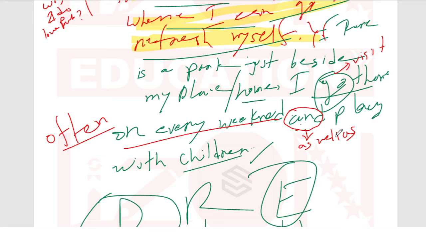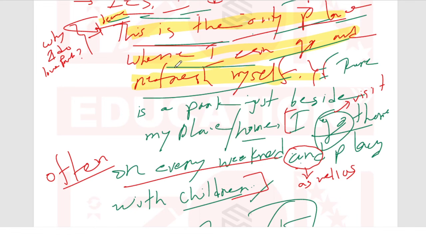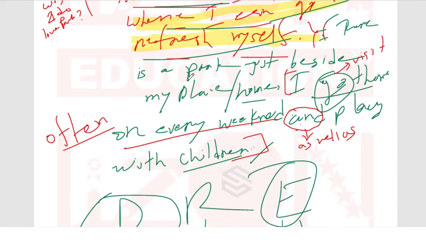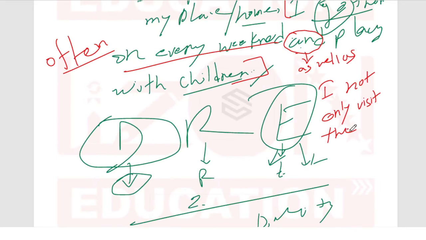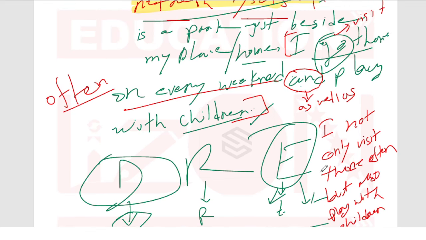If you want to make it even better, then you can also change the structure of this sentence. How can you do this? Okay, let's do that. So you said, this is the only place where I can go and refresh myself, right? Then you want to change it. So there is a park just beside my place. I not only visit there often, but also play with children.